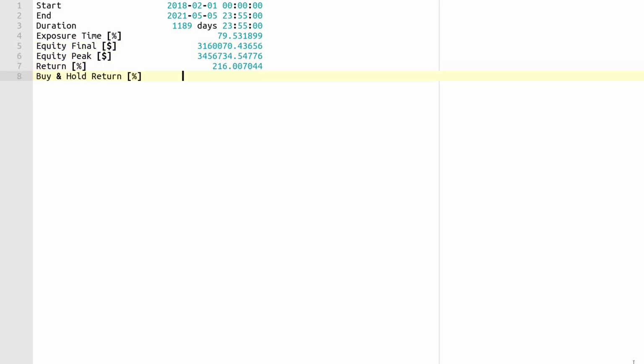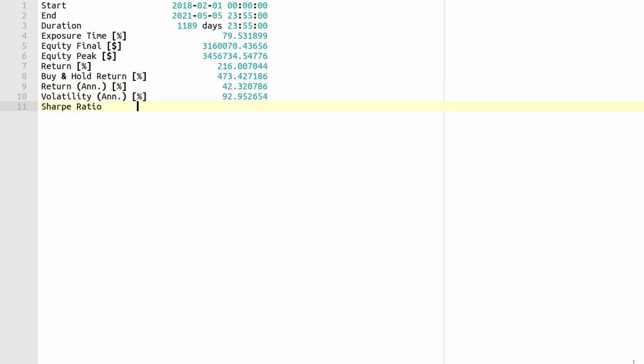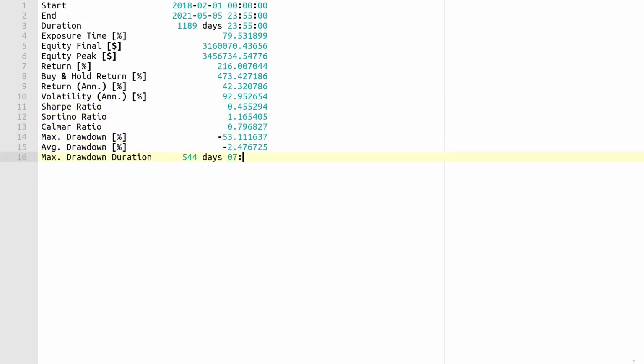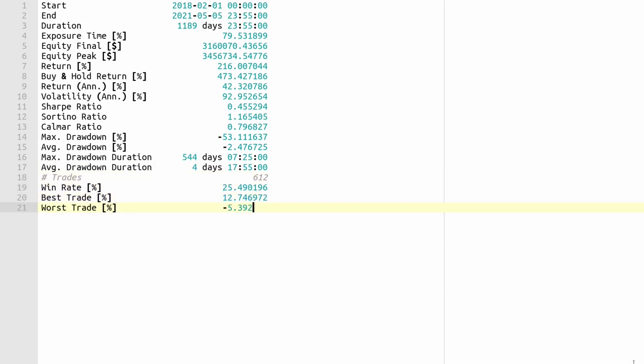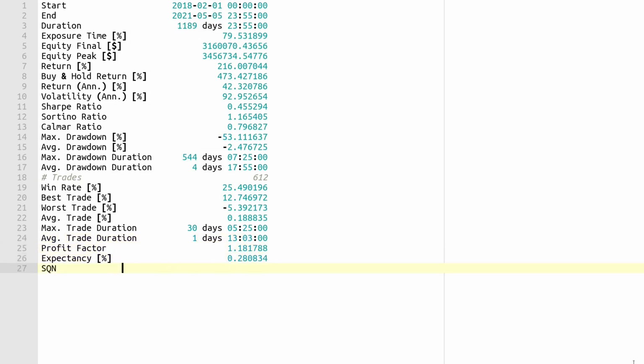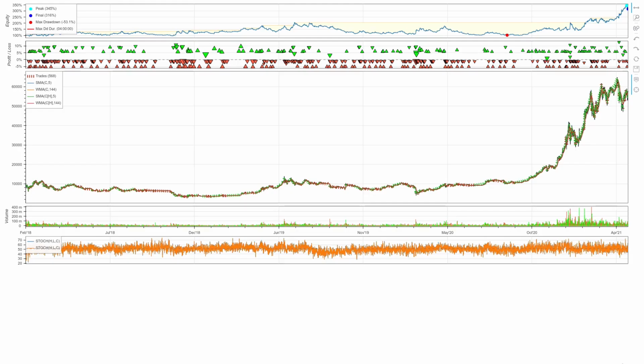In 39 months, we made 612 trades with a 25% winning rate. We still made about half of buy and hold, and we were exposed to risk about 80% of the time. I think this optimized strategy looks promising. But remember, backtesting results are not very reliable. Here's how the chart looks. A lot of green triangles and a lot of red triangles.